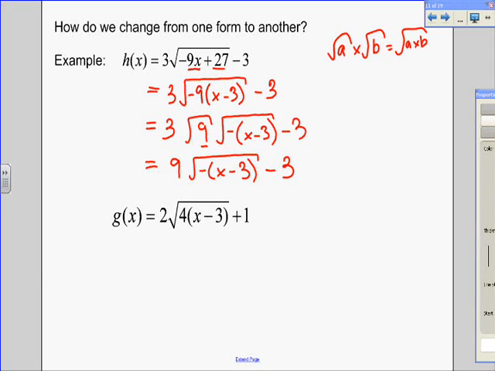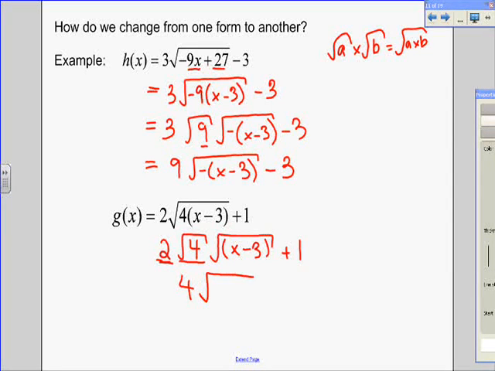Okay, let's try another one. And I've done a terrible job here of picking numbers that are going to be really clear, but anyway, let's keep trying. So for this one, the 4 is actually already separated, so I can do this very quickly. I have 2 times the root of 4. And it looks like this when I separate it into two separate roots. How do I simplify this? Well, this just becomes 2, and it becomes 2 times 2, which gives me a 4. Times the square root of x minus 3, and it's still plus 1.